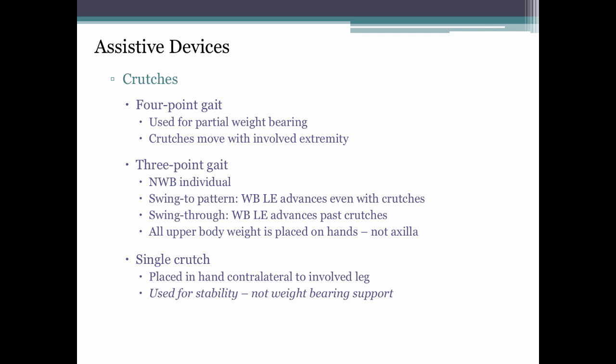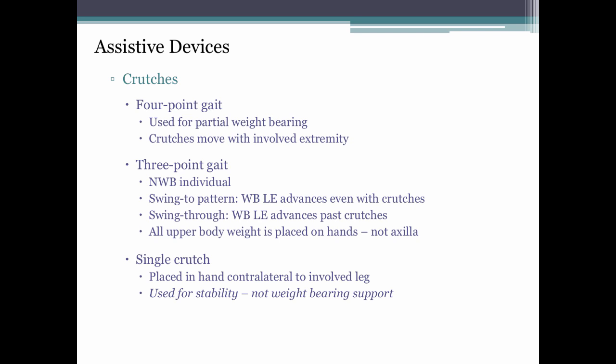You can have a 3-point gait pattern. This is with a non-weight bearing individual. You can swing to, where your involved lower extremity goes to the point that's even with the crutches. You can have a swing through, where it goes past the crutches. And make sure the weight's placed into the rib cage and not to the axilla.